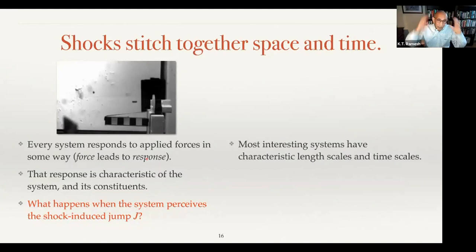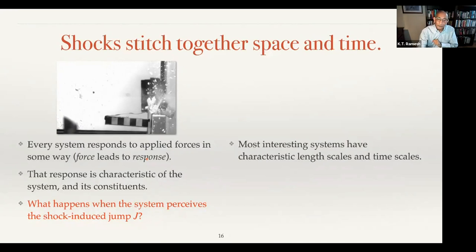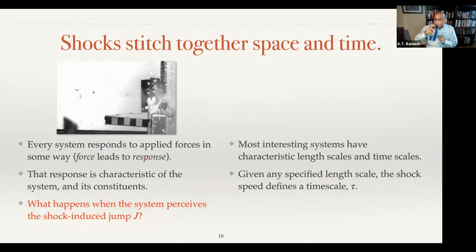If I think about my head and my brain inside it, there's a certain size to it, and the brain has a certain stiffness, so there's a characteristic time associated with waves moving in the brain. Now let's think about the length scale part of that. Say I've got the moon, with a certain size. If I know the speed of a shock, I can take the size of the body divided by the speed of the shock, and I get a time scale. That is the time it takes for the shock to move across the body. I'm going to call that time scale tau.